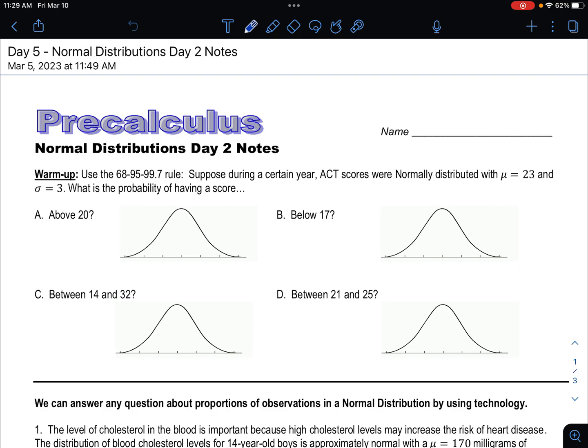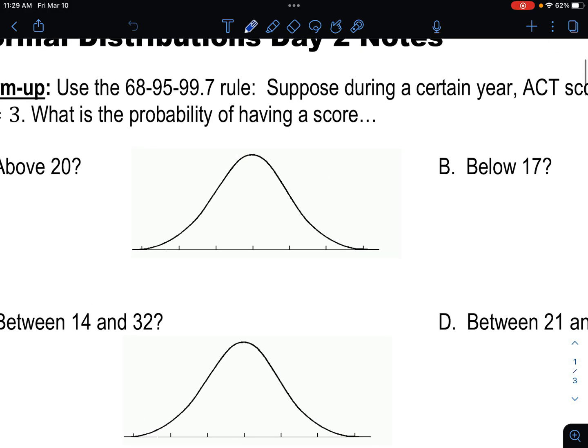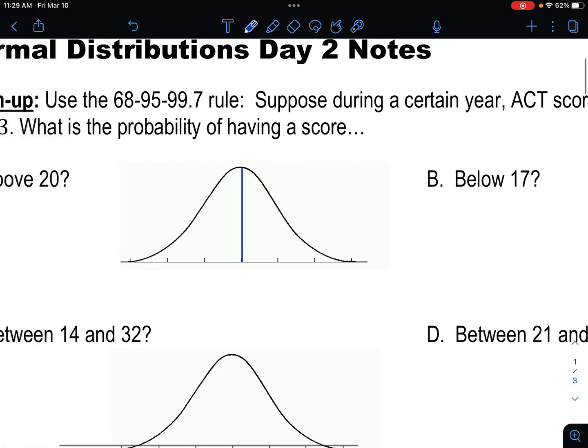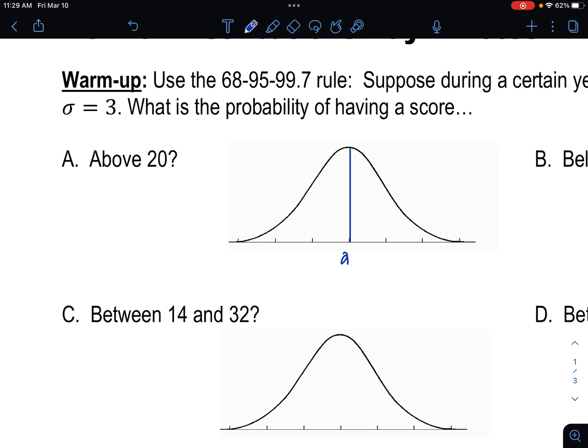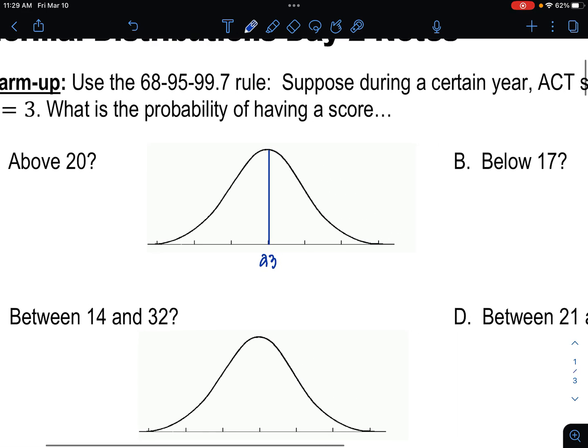Okay, so to check your answers here, suppose during a certain year, ACT scores were normally distributed with a mean of 23 and a standard deviation of 3. What's the probability of having each of these scores? So first off, I'm going to end up copying and pasting this. We want to put our mean right in the middle, which was 23. And then there's 3 standard deviations to the right.